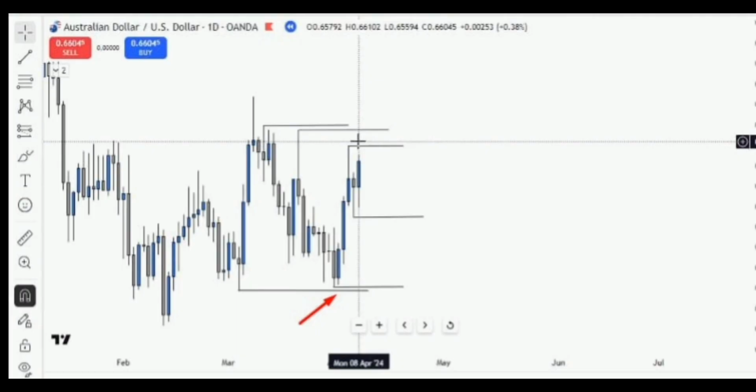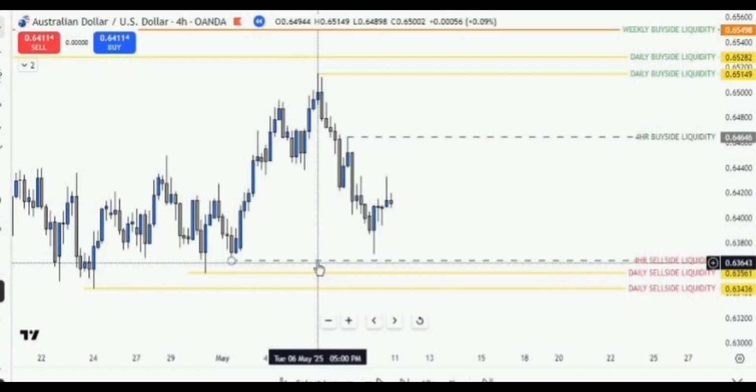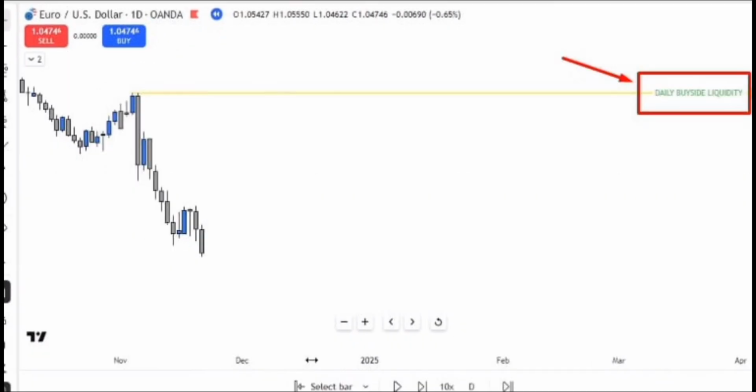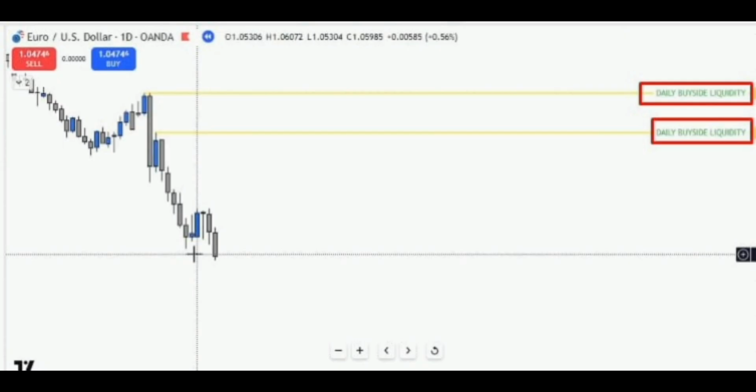As you see, price wicked into our buy-side liquidity, sweeping liquidity, making a new swing low, making this sell-side liquidity. And price swept liquidity, making a new swing high, making it buy-side liquidity. In the process, making a new swing low, making this sell-side liquidity. Price then swept both liquidities, making a swing high, making this buy-side liquidity.